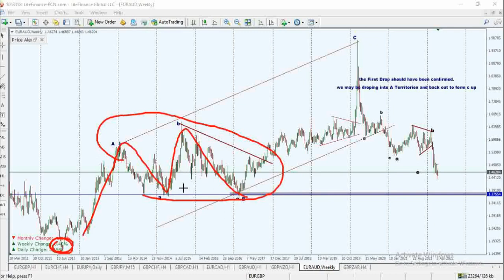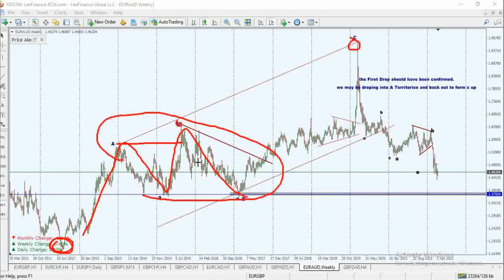So this could be a running flat, or this is a running flat, because we have the extreme of the wave V extend above the price territories of A, as you can see right here, and we also have it that the C leg did not go below price areas of the A of the flat structure. Price then broke to the upside in the run, and then continued upside here to create a C leg.